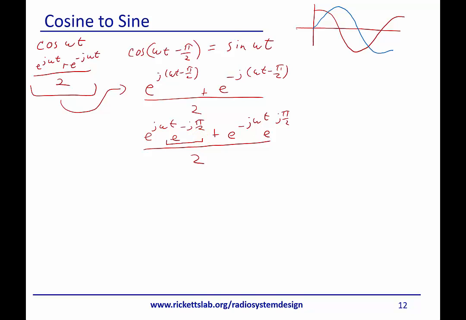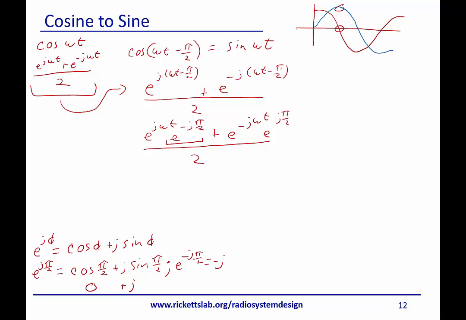Okay, so let's just look at that from Euler's formula. e to the j phi is equal to cosine of phi plus j sine of phi. Now let's try it with pi over 2. e to the j pi over 2 is equal to cosine of pi over 2 plus j sine of pi over 2. Well, you know what this is equal to. Cosine of pi over 2 is 0, and sine of pi over 2 is 1. So plus j. And likewise, we can find out that e to the minus j pi over 2 is equal to minus j.